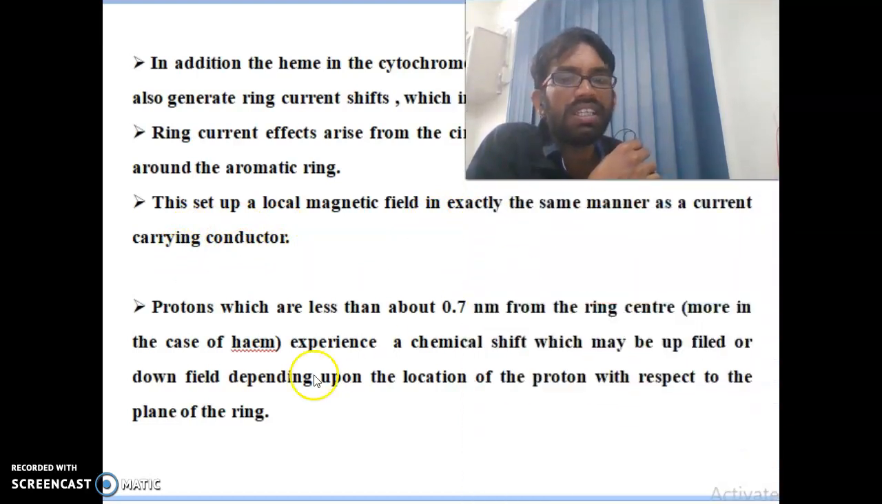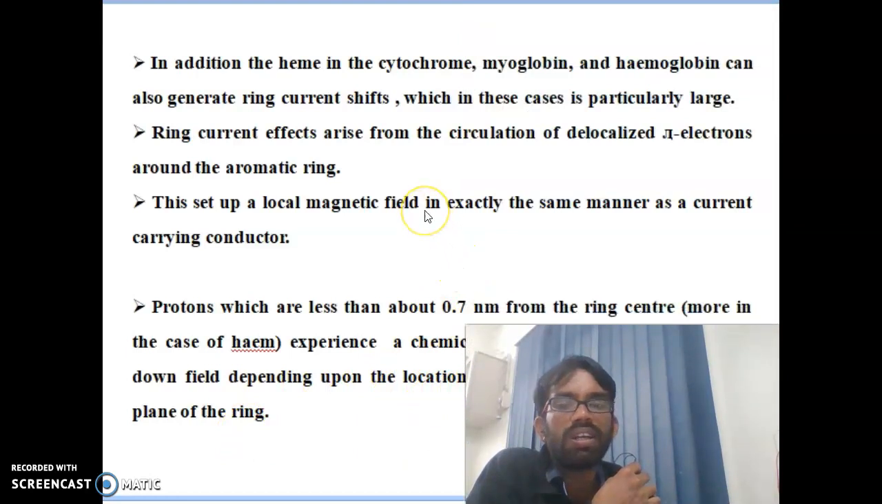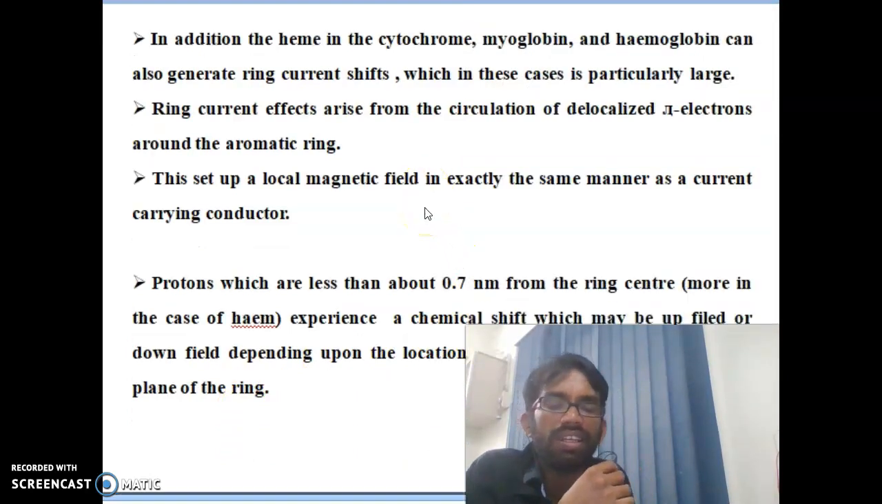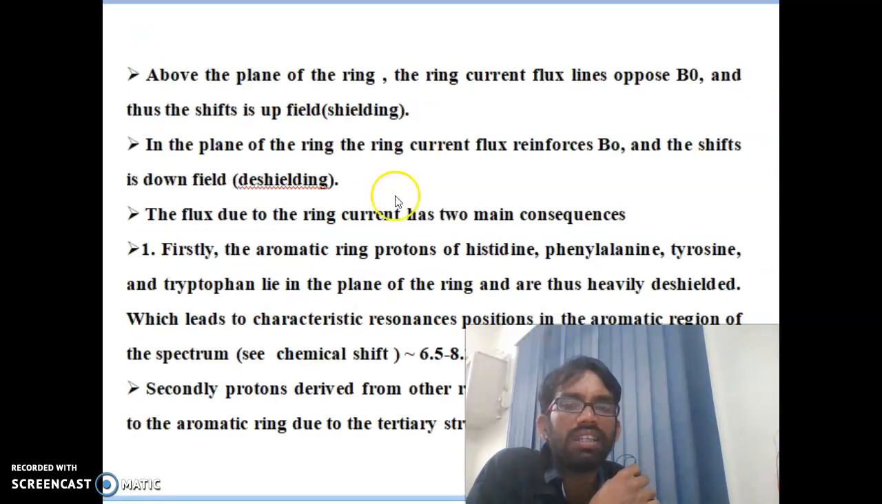Okay, you can see here the protons which are less than about 0.7 nanometer from the ring center, more in the case of heme, experience a chemical shift which may be upfield or downfield depending upon the location of the proton with respect to the plane of the ring. So this is the main concept of the ring current shift.